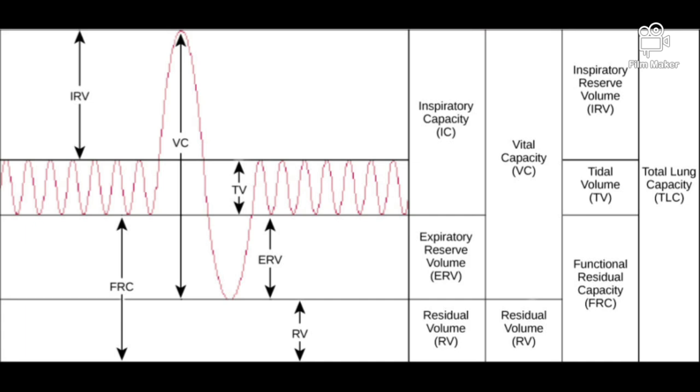What is inspiratory capacity? It is the summation of tidal volume plus inspiratory reserve volume. We know the tidal volume is the volume at resting condition, inspiratory reserve volume is the forceful inspiration, and expiratory reserve volume is the forced expiration. So vital capacity is the maximum extent to which the lung can expand and contract in order to accommodate air.